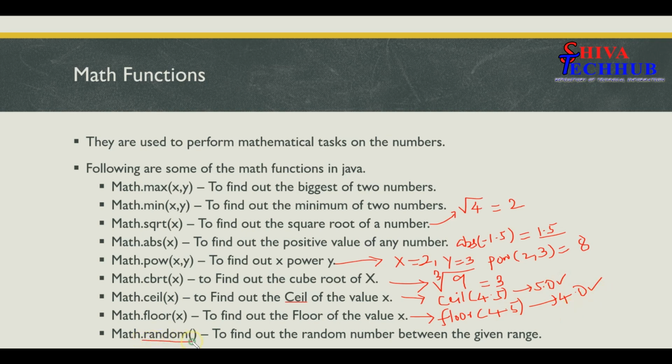And the random function is used to calculate or print a random number within a given range. For example, we want to find a random number between 1 to 100. The first time you execute this function, it will return, for example, 56. Then it will return 65. Then it can return 97. In this way, based on the range specified, it will return a random number that is present within that particular range. So this is how the math functions in Java work.